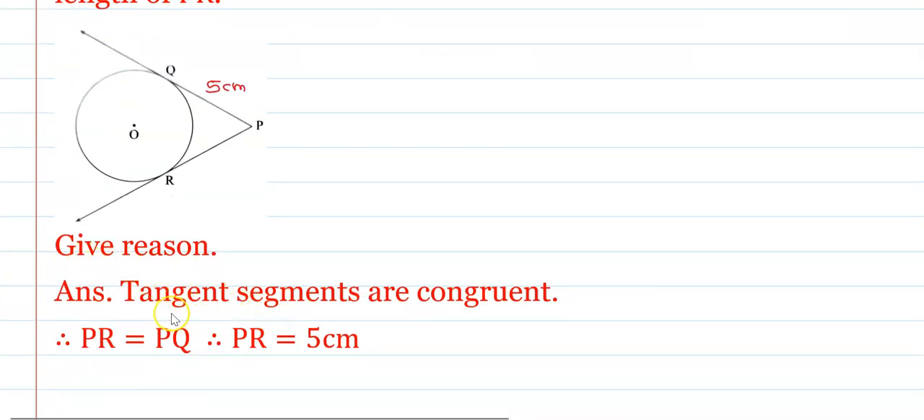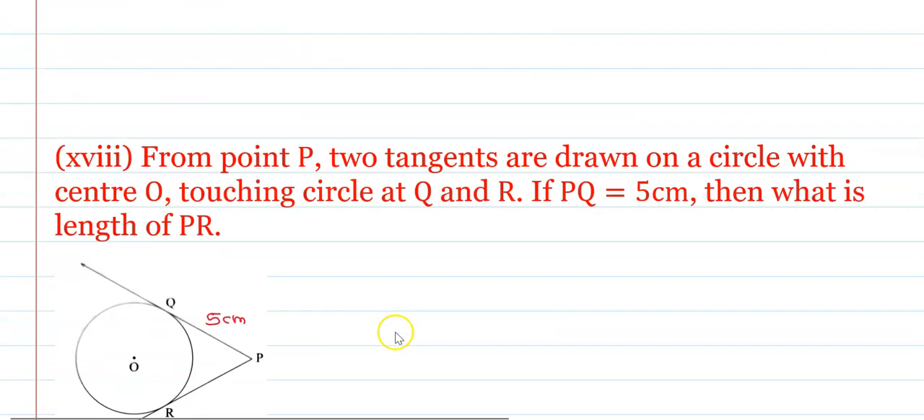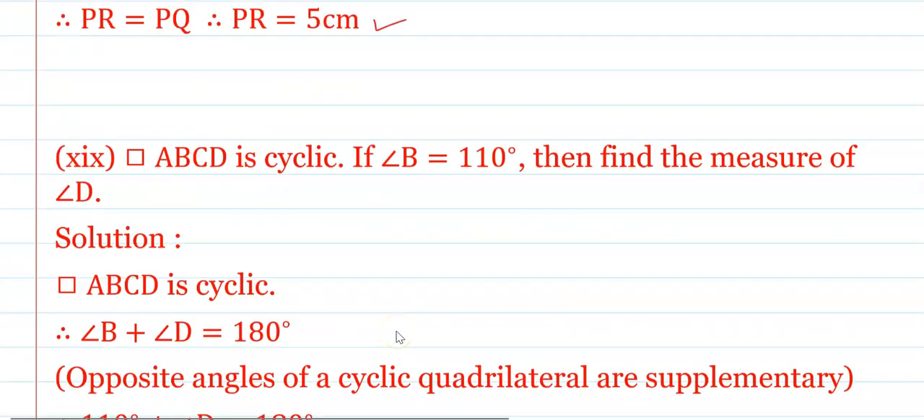What is the reason? The tangent segments are congruent and therefore PR is equal to PQ, and hence PR is equal to 5 centimeter. Tangent segments are congruent when we draw tangents to a circle from the exterior point of a circle. Now the next question.